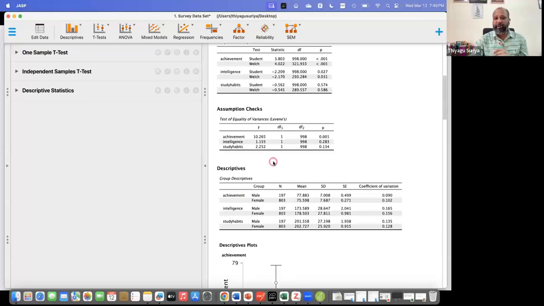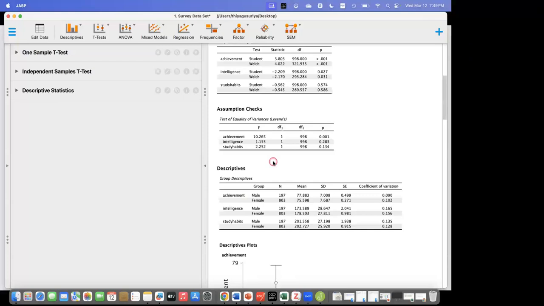Whether student t-test or Welch t-test for study habits? Anyone? Once again, repeat. For the study habits of rural and urban, my p-value is 0.57 in Levene's test. So it is not significant. Not significant means I can go with the student t-test.